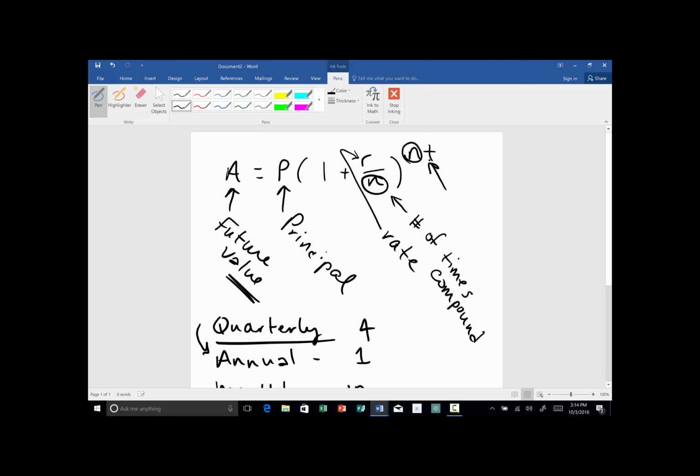And then T in this book is going to be the number of years that you're talking about. So if you were compounding quarterly for 5 years, this NT would actually be a 20 that would go in there. So this is the formula that you want to use, and then I'll do some separate videos for the actual calculations.